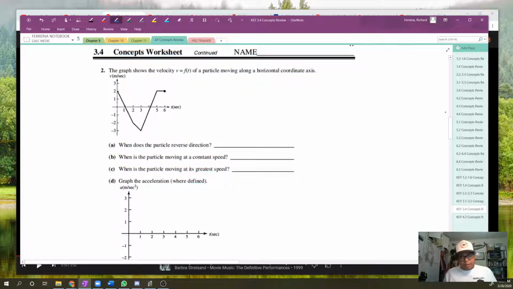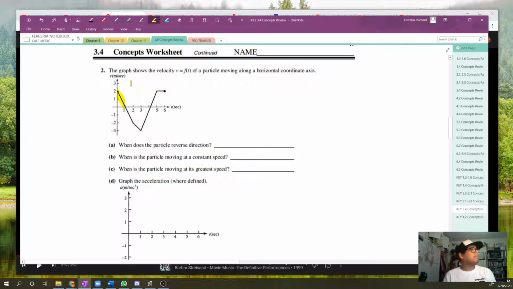This graph is the velocity curve, so already we're different than in question 1 because now we're looking at velocity. We are not looking at acceleration or position. So when does this particle reverse direction? Right? So let's think about what's happening here. From t equals 0 to t equals 1, our particle is moving to the right. How do I know that? Well, from 0 to 1, the velocity is positive, and as we know, positive velocity means that we're moving to the right.